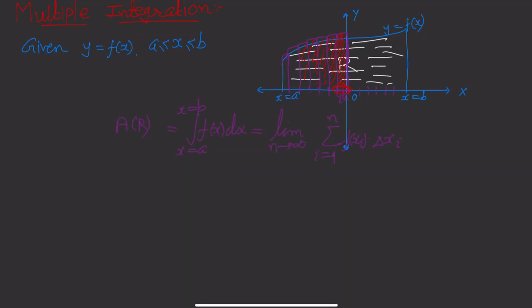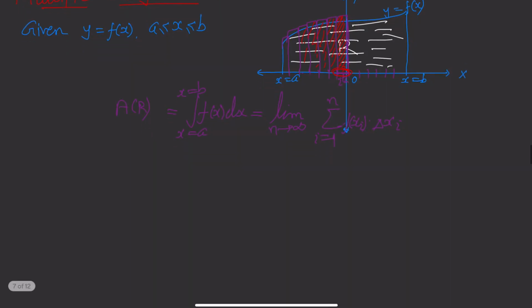Now in place of the function f of x, suppose we are given the surface z is equal to f of xy, where the range of x is, say, a to b and the range of y is, say, c to d. Now we want to find the volume of this object. How do we find the volume?